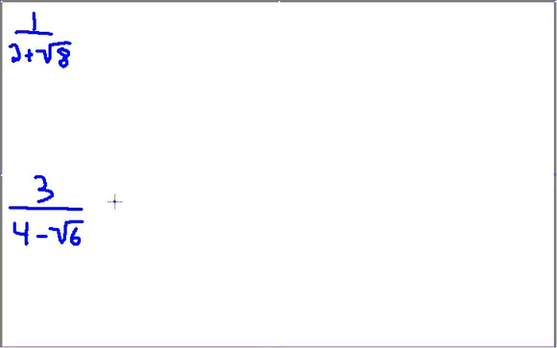Let's take a look at another example here. This time we have 1 over 2 plus radical 8. In our denominator now we have two monomials. We have two terms: 2 here and then a radical 8 over here. So what we have here is a little bit more complicated.